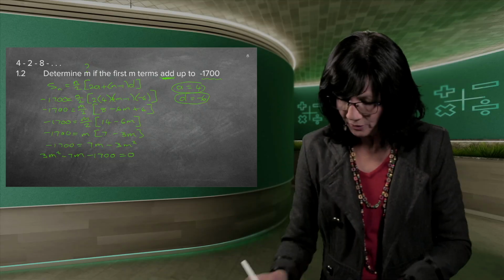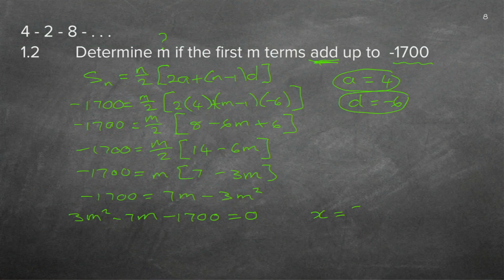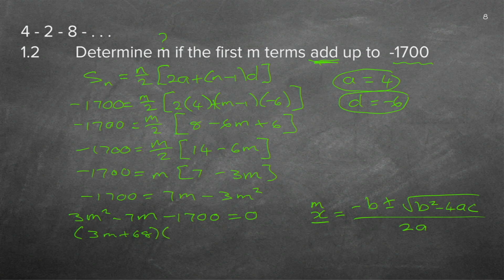So what you rather do, you use that formula. x is equal to minus b plus or minus the square root of b squared minus 4ac, over 2a. That will give you the two x answers. In this case, it's just m, so instead of x, I'll make an m there because I need to solve for m. But I'm going to cheat a little bit. If you would have tried, one bracket gives me 3m plus 68, and the other bracket gives me m minus 25, is equal to 0. So m is equal to minus 68 over 3, or m is equal to 25.